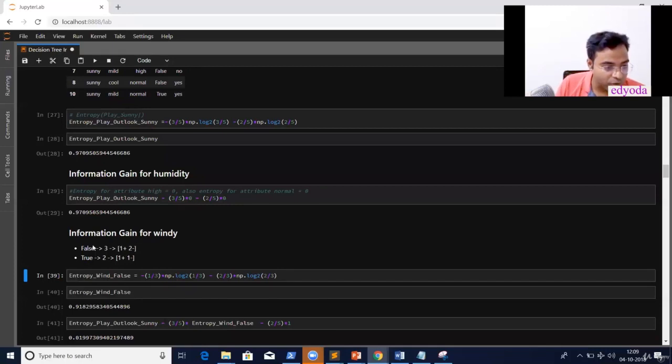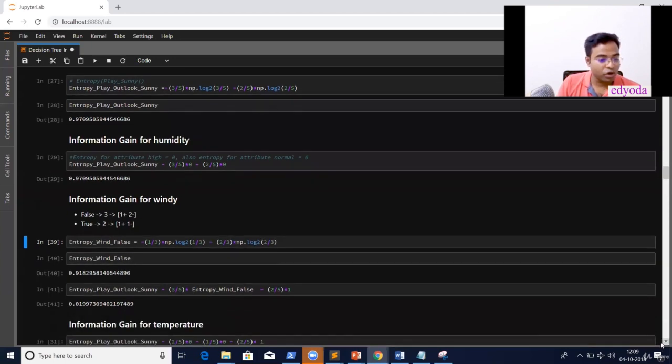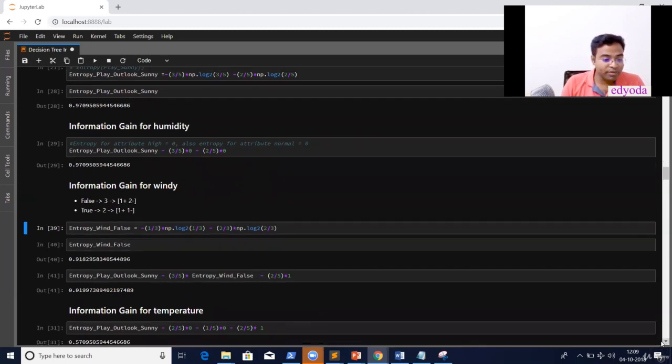So to calculate entropy of wind false, 1 by 3, total 3 data, into log2 of 1 by 3, plus 2 by 3 into log2 of 2 by 3. So this is the value. And the information gain based on windy will be the entropy of the data which is coming to the sunny branch, minus the entropy of wind false, and the entropy of wind true is 1. So it boils down to 0.01. So this is the information gain on splitting on windy, and this is the information gain on splitting on humidity. Let's see what happens in temperature.